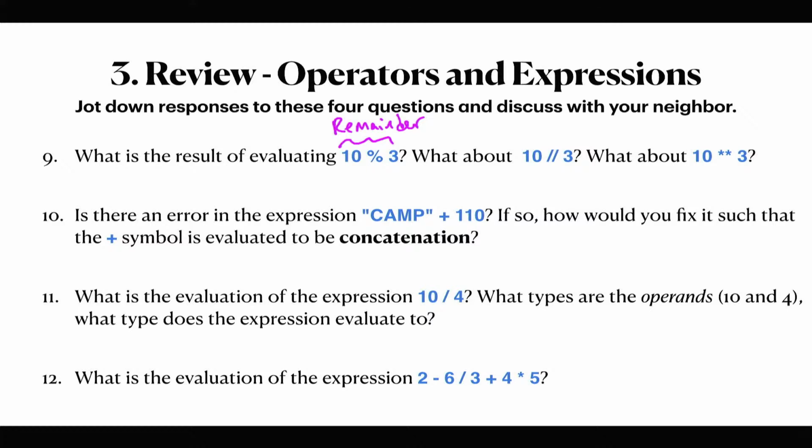All right. Who wants to take a stab at the first expression here? 10 percentage symbol 3. Explain what this means and then what you would expect the result to be. Yeah, so for the 10 percentage 3, that would give the remainder of 10 divided by 3, which would be 1, because it would be 3 1/3. So it would just give the 1, that's the remainder there.